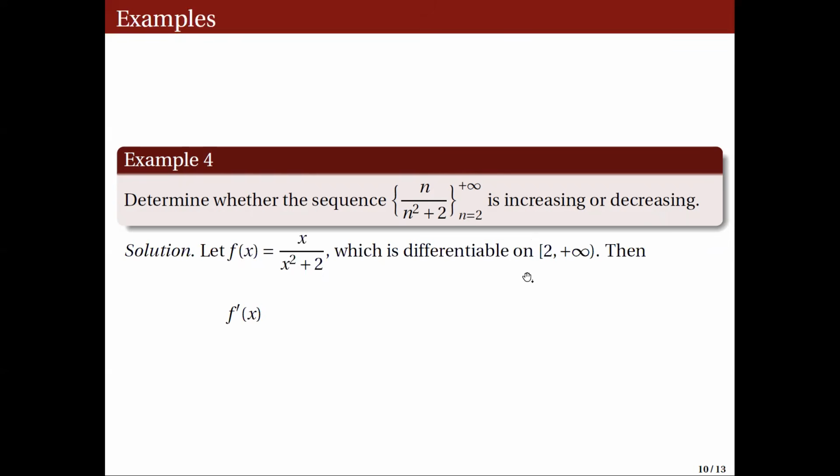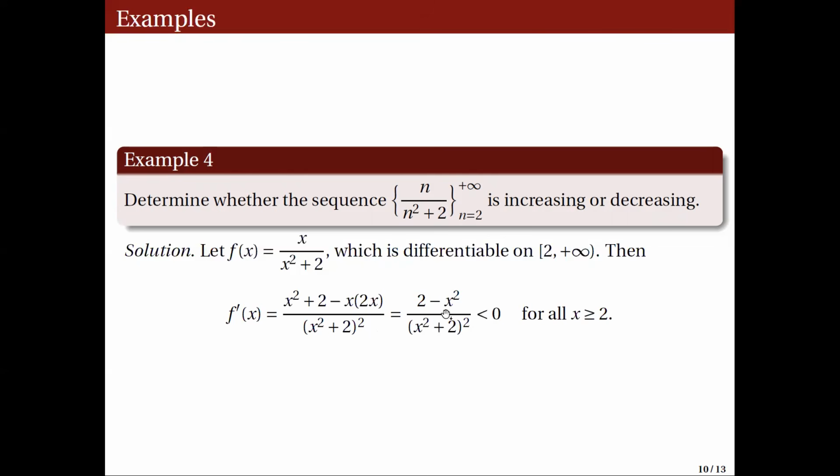Then, computing the derivative f prime of x using the quotient rule, we have x squared plus 2 times the derivative 1 of x, minus x times the derivative 2x of x squared plus 2. And then we divide everything by the square of x squared plus 2. And then simplifying, we get the numerator 2 minus x squared all over x squared plus 2 squared.